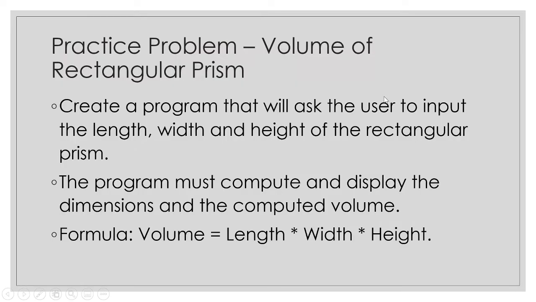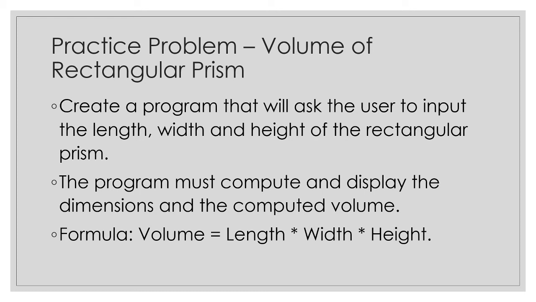Okay, so our practice problem is to get the volume of the rectangular prism. So create a program that will ask the user to input the length, width, and height of the rectangular prism. The program must compute and display the dimensions and the computed volume. So we already know the formula for getting the volume of a rectangular prism, which is to just get the product of the length, width, and height. So basically in programming, you need to familiarize yourself with most of the formulas in geometry. This is just one of the formulas that you need to be familiar with, the rectangular prism. Later on in most of our machine problems and practice problems, I won't be giving the formula anymore. So I'll assume you already know the formula because this is 4th grade geometry, I think.